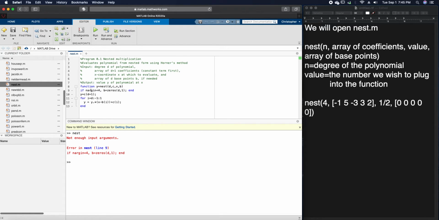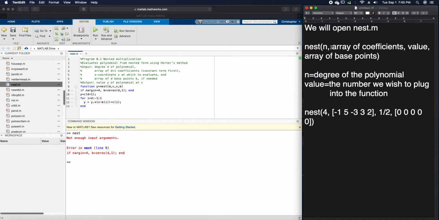The function nest specifically has this type of format. So it uses n, which is the degree of the polynomial, the array of coefficients in brackets, the value that we are trying to plug into the polynomial, and an array of base points, again, in brackets.